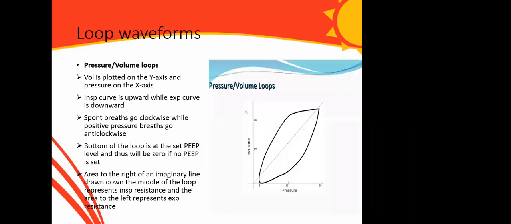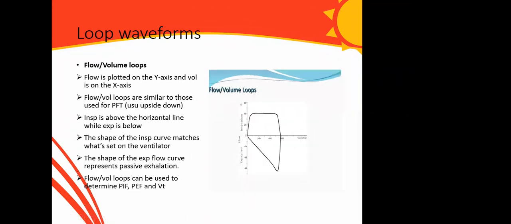All right. This is the loop waveform I told you about. So the pressure-volume loop, for the loop waveform, the volume is on the y-axis, while the pressure is on the x-axis. The inspiratory curve is upward, while the expiratory curve is downward. And the bottom is actually at PEEP. So if your PEEP is 0, it will be at 0 here. The reason why this is important is that it helps you.